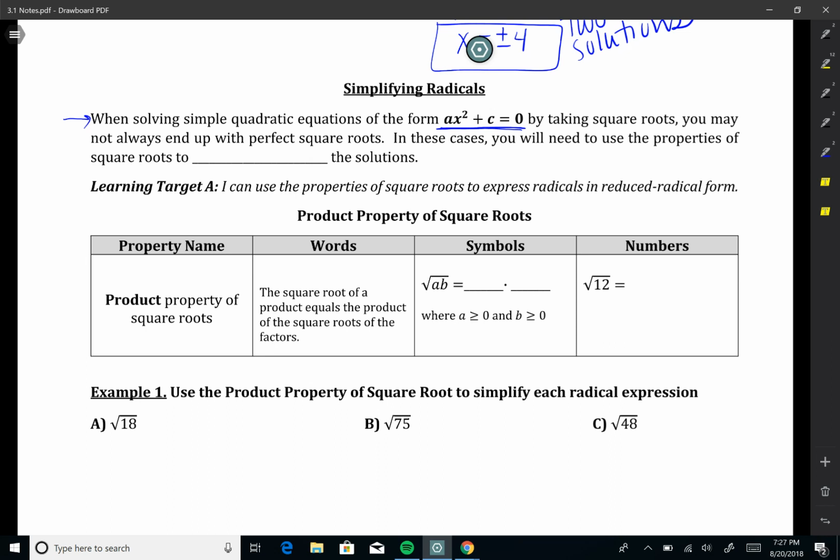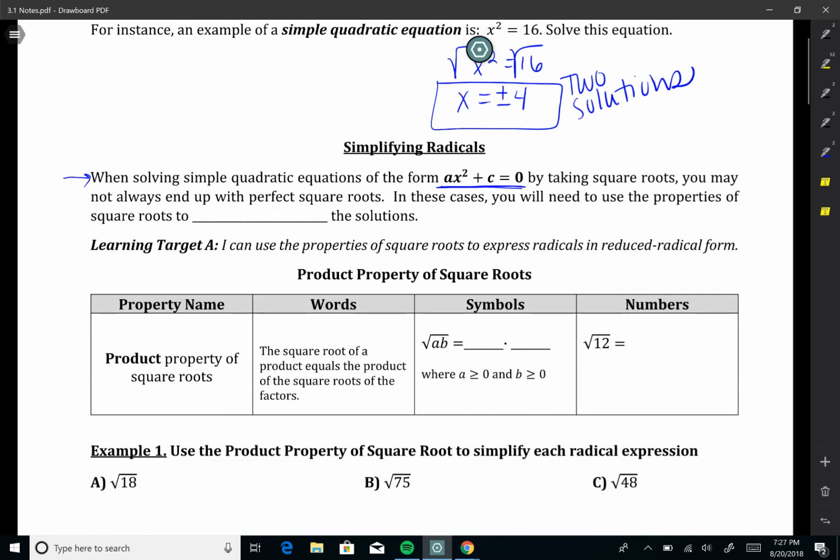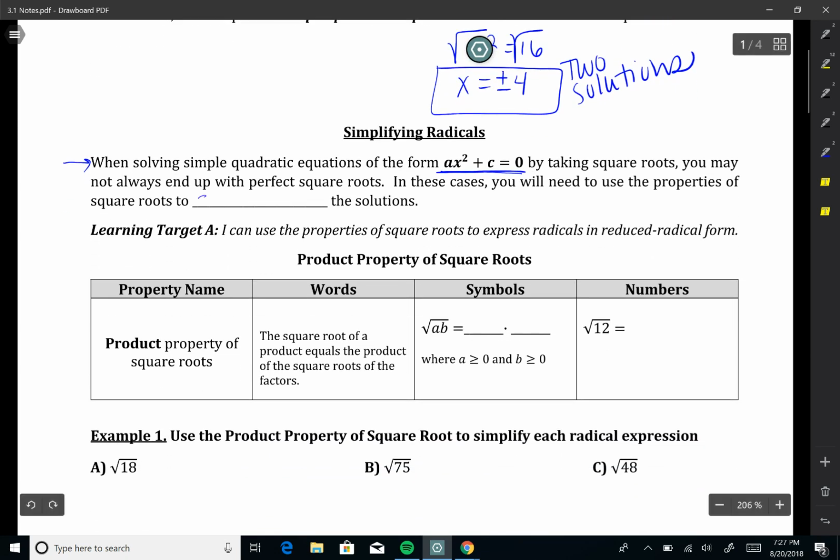When we're solving equations of this form by taking square roots, we may not always end up with perfect square roots like we did above here. This was perfect because 16 is a perfect square. In these cases, you will need to use the properties of square roots to simplify the solutions. So our learning target is I can use the properties of square roots to express radicals in reduced radical form.